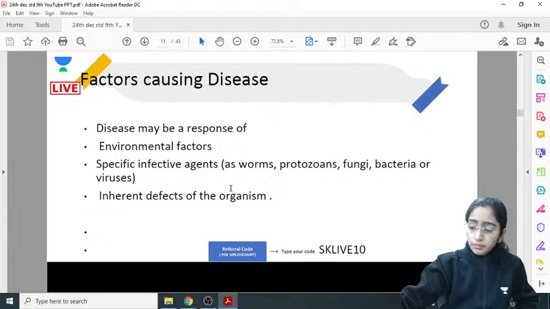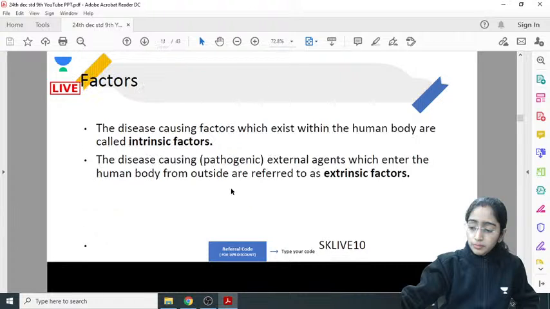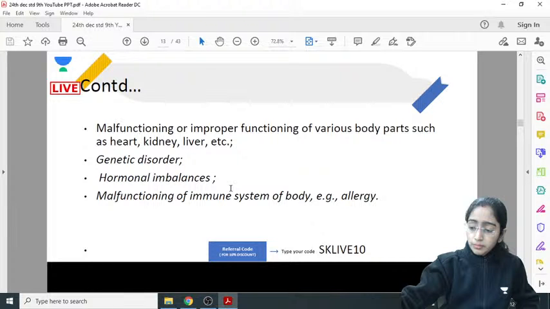Apart from that, factors causing disease: what factors can lead to disease? Environmental factors are there, pathogens are there, and most important, some inherent genetic disorders are there. Now even in factors leading to disease, there are two types: intrinsic factor and extrinsic factor. The intrinsic factor means from inside. The extrinsic means all those factors that act externally.